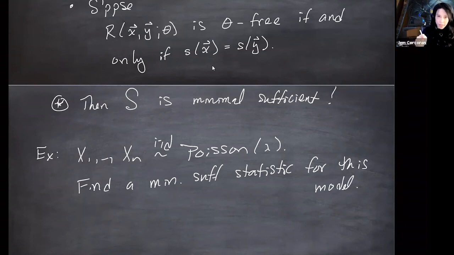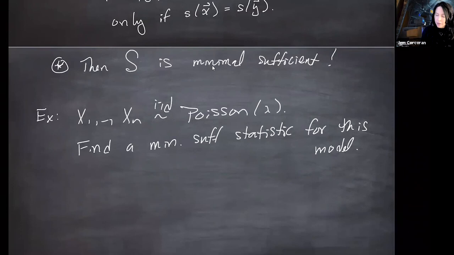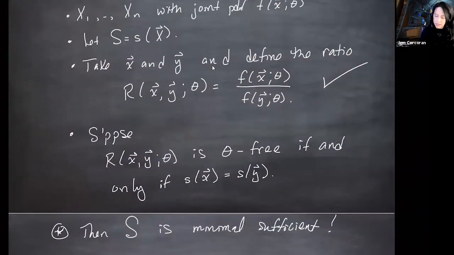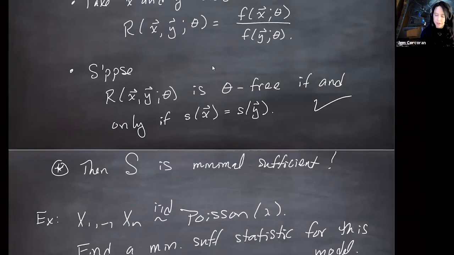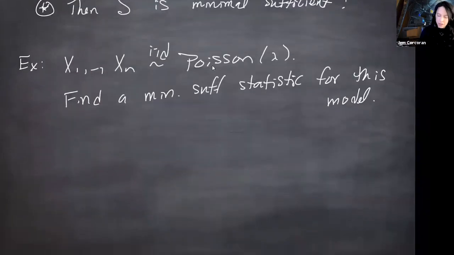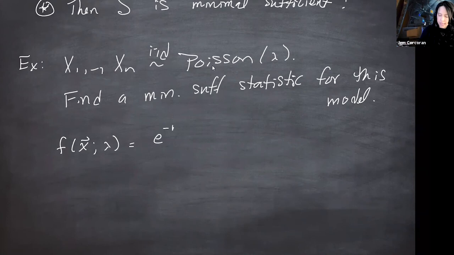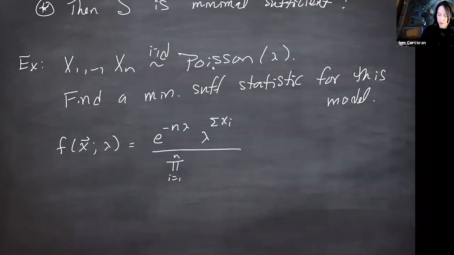So I'm going to look at the joint PDF. I'm going to form the ratio. I'm going to make sure that this weird condition holds for some statistic S, and then I'll be able to say it's minimal sufficient. The joint PDF here as a function of X and lambda is e to the minus n lambda, lambda to the sum of the X's, over the product as i goes from 1 to n of the Xi factorial.